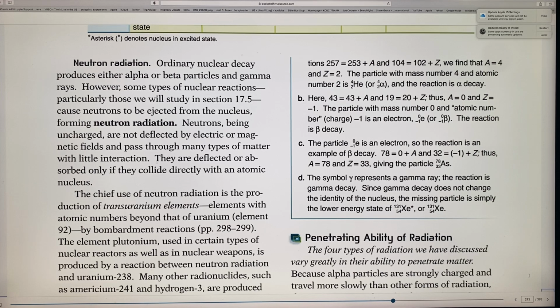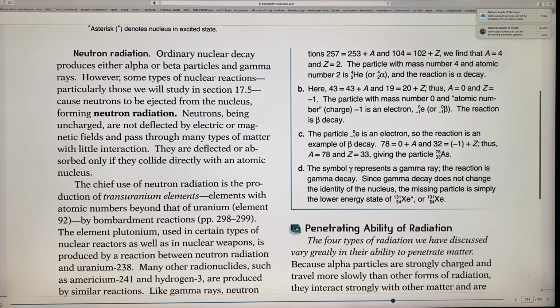And they're deflected or absorbed only when they collide with an atomic nucleus. So these neutrons are shot off and they're going to keep going and going. Then suddenly they're going to bump into another nucleus, and then they're going to deflect. When they deflect, then that nucleus will split and go into the next one, and the next one. This is called fission. This is nucleus splitting by this neutron radiation.